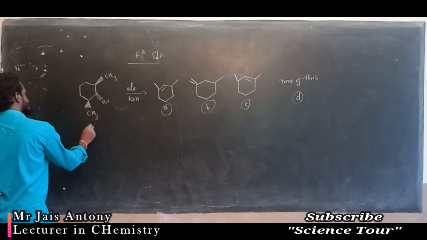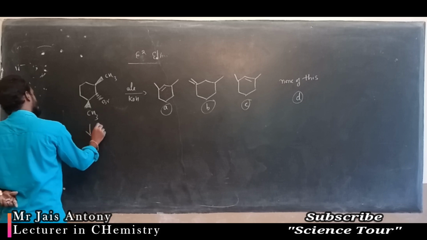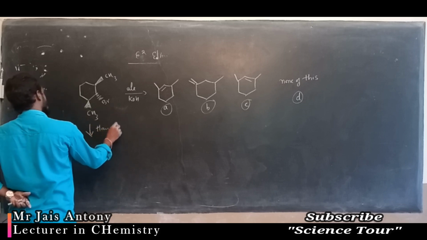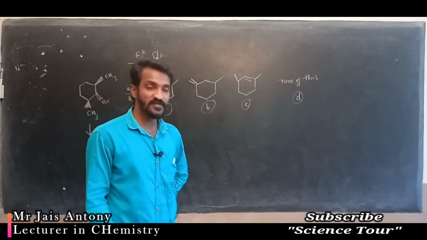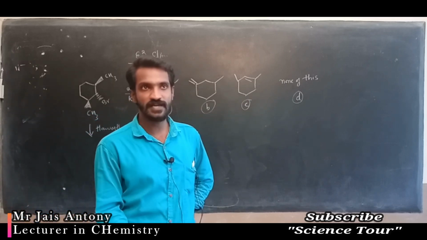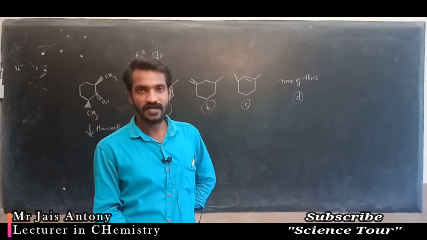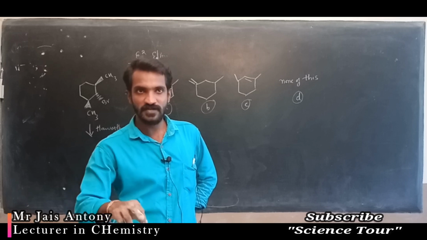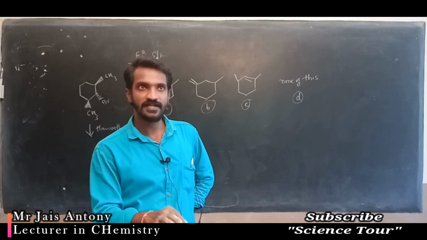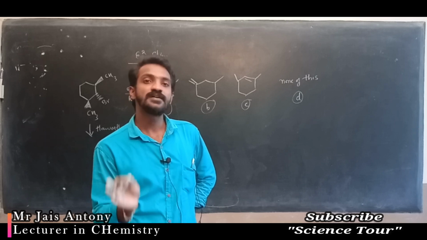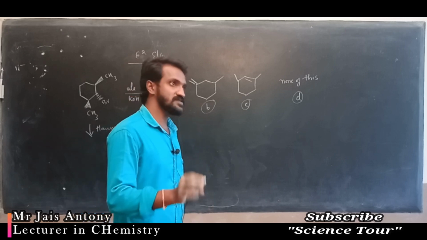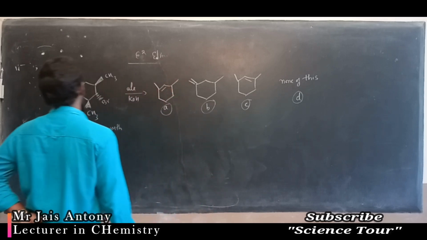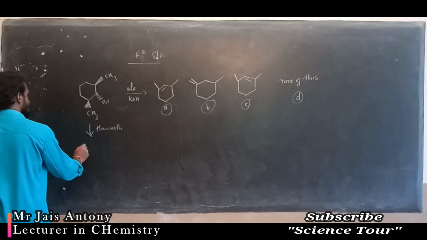If the structure is given like this, you have to convert it into Haworth's type structure. How that conversion works, the Fischer projection and all that, you studied in first PUC. Once again, revise that topic, and at that time you will learn it easily. Otherwise it's your mistake.